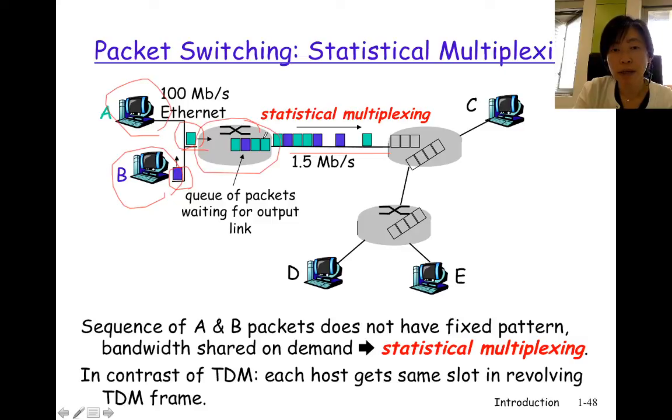Now, if the first router's outgoing link is not fast enough, for example, 1.5 megabits, compared to how fast A can potentially send data into the first router, this is much slower than this. So packets can bunch up over here. So this is where we form a queue.